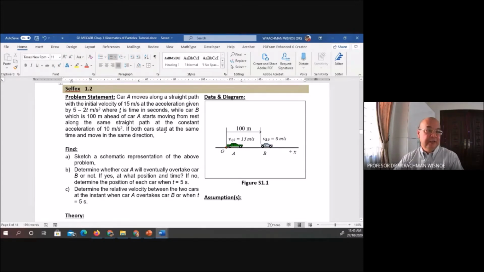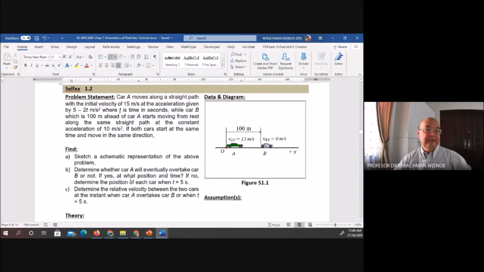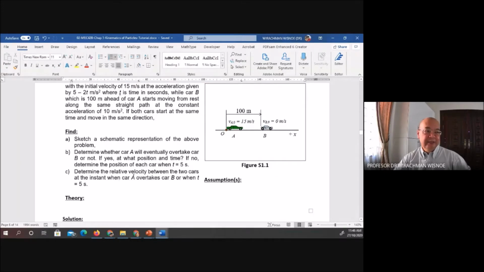If both cars start at the same time and move in the same direction, sketch a schematic representation of the above problem. Determine whether car A will eventually overtake car B or not. If yes, at what position and time? If no, determine the position of each car when t equals 5 seconds. Determine the relative velocity between the two cars at the instant when car A overtakes car B or when t equals 5 seconds.